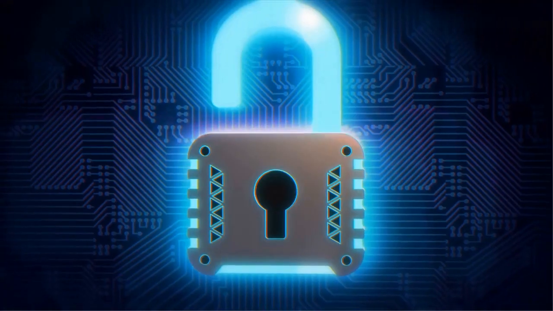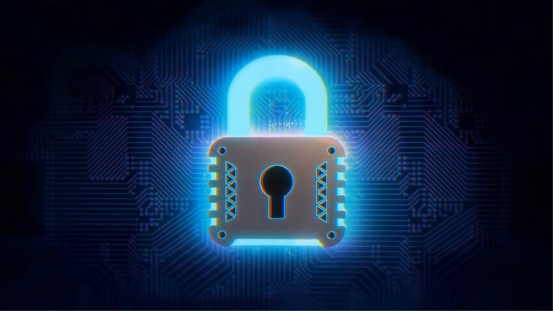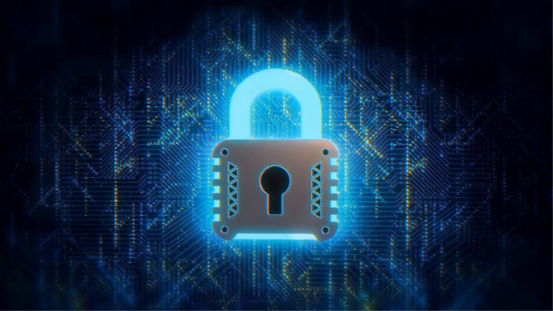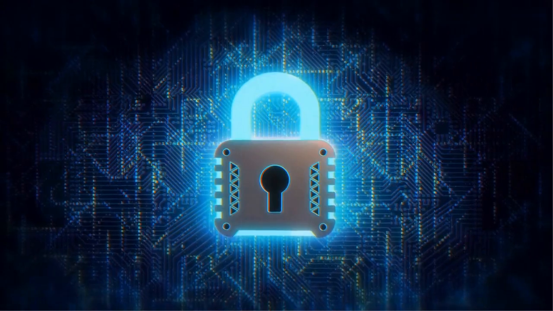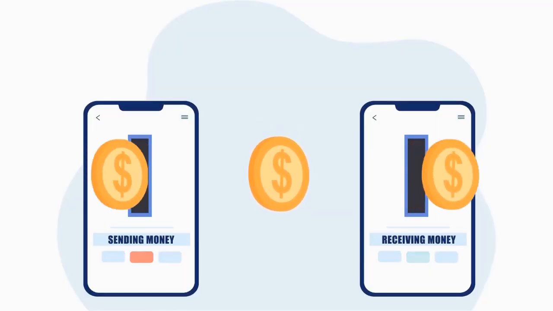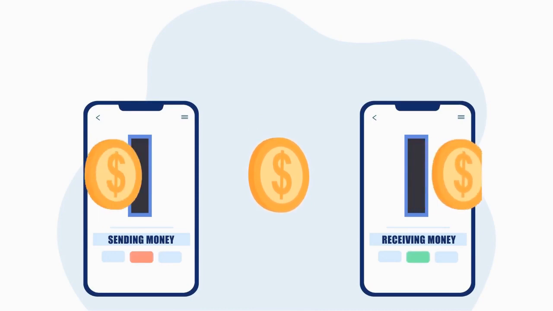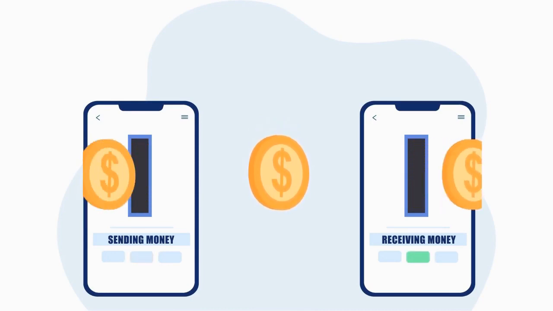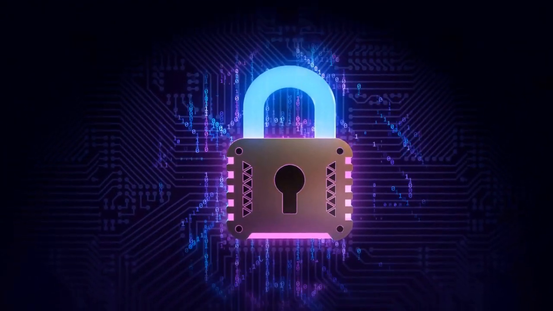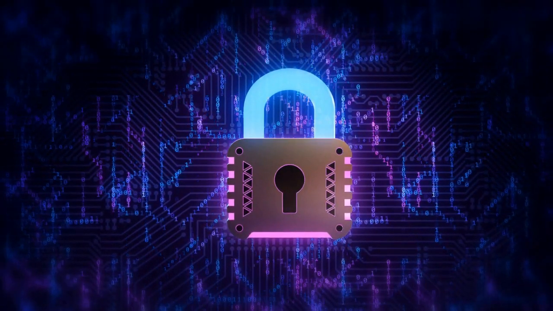Finally, fintech companies must be transparent with their customers about the security measures they have in place to protect their data. This can include things like publishing a privacy policy, using secure connections for online transactions, and offering customer support for security-related concerns. With these measures in place, fintech companies can help protect their customers' data and ensure that their platforms are safe and secure.